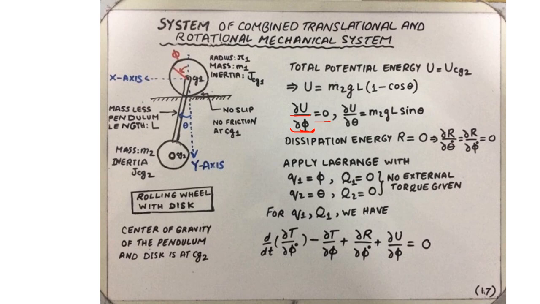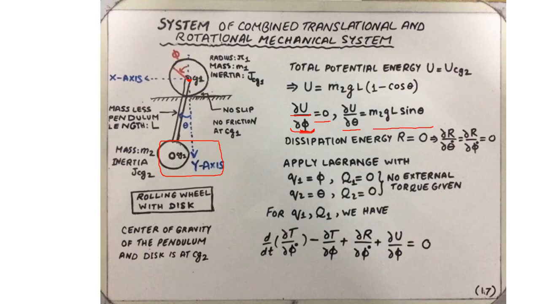So remember that the only potential energy attributed to the system is due to the height of the bottom disk. There is no potential energy associated with the top wheel because its height never changes. It only exhibits motion along the x-axis, and hence only contains kinetic energy. Then, what about the partial derivative of potential energy with respect to the other displacement variable, that is theta? That is going to be m2 g l sine theta.